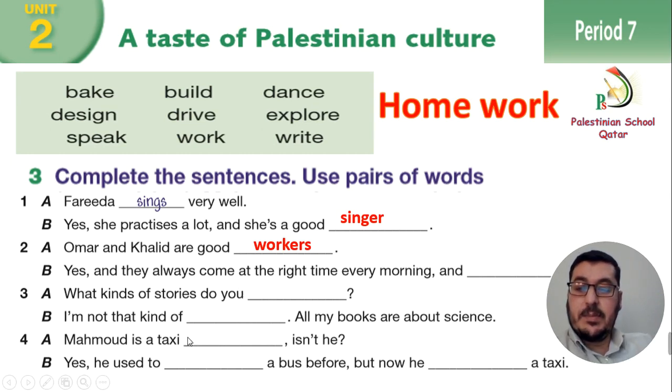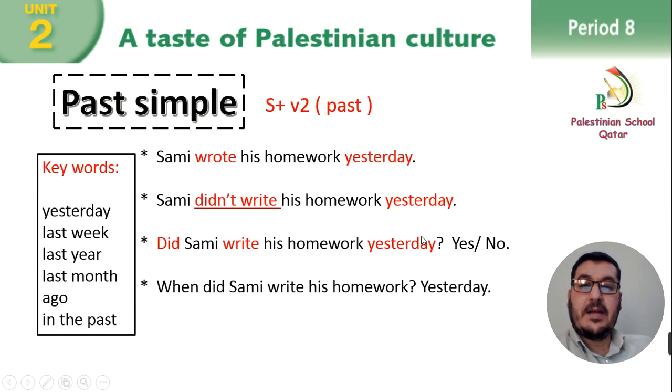So continue, please, with these words. Put them in the spaces. Now we come to the next period, number 8. We have past simple. And the past simple rule is subject plus verb 2, the past.